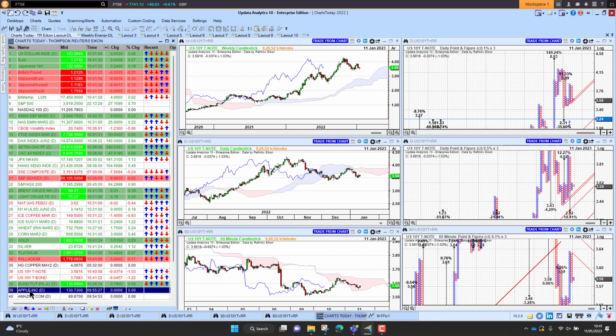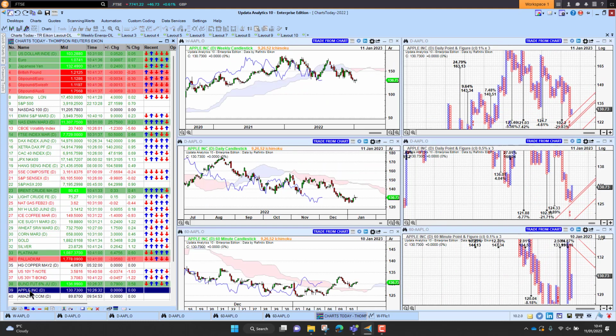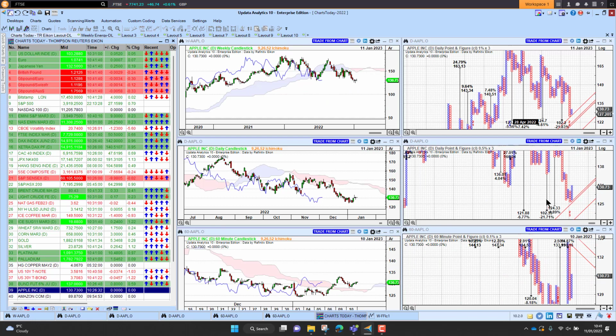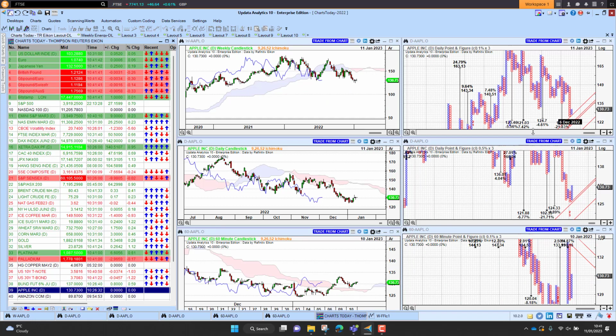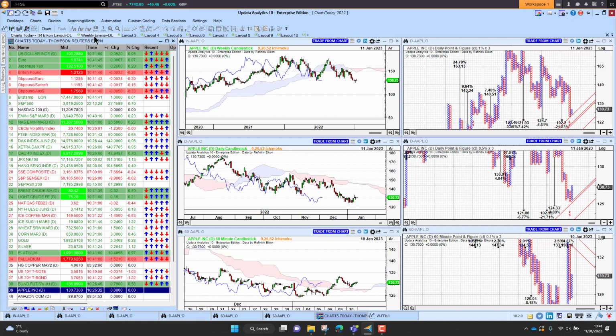Apple back above that critical 130 level. But will it hold it now that we've gone below it? We have really got downside targets hanging over us, so it's hard to see how Apple will buck those trends.